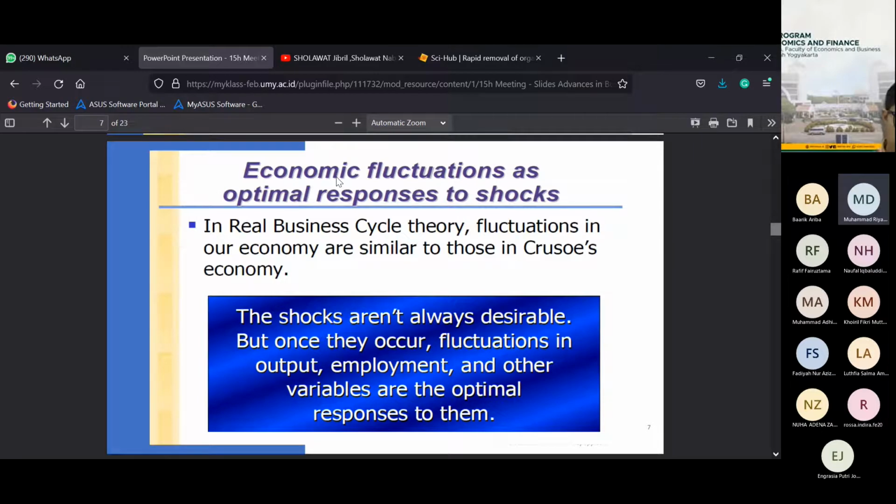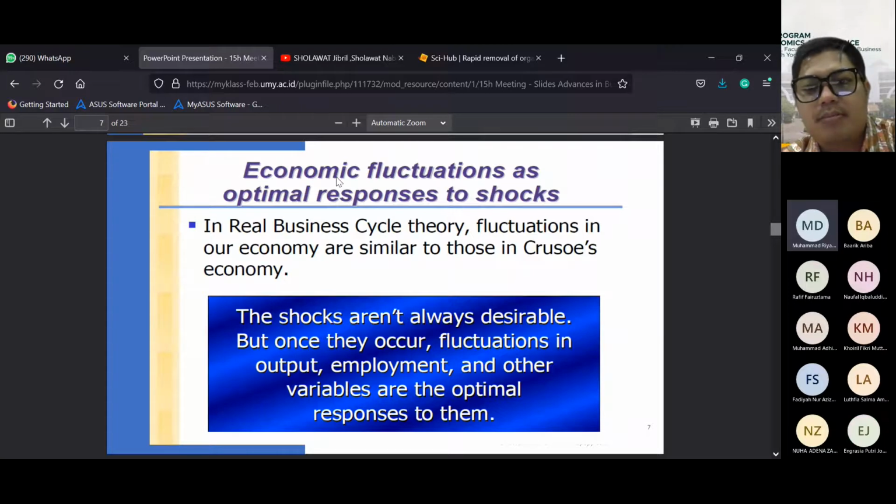Economic fluctuations as optimal responses to shocks. In real business cycle theory, fluctuations in our economy are similar to those in Crusoe's economy. The shocks aren't always desirable, but once they occur, fluctuations in output, employment, and other variables are the optimal responses to them.